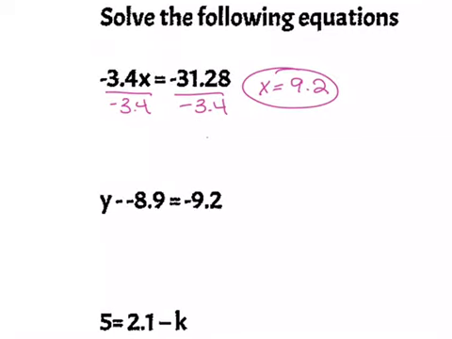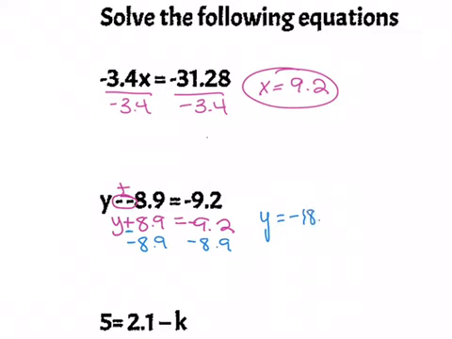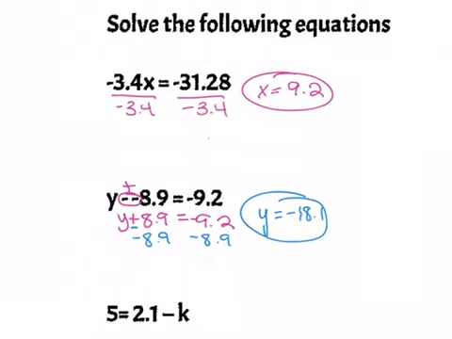Next one, y minus negative 8.9. So that becomes y plus 8.9 equals negative 9.2. And so now the opposite of addition would be to subtract. So minus 8.9. And then in your calculator, the number that's on top, so the number that's already on that side of the equal sign, needs to go in your calculator first. So then we should get y equals negative 18.1.